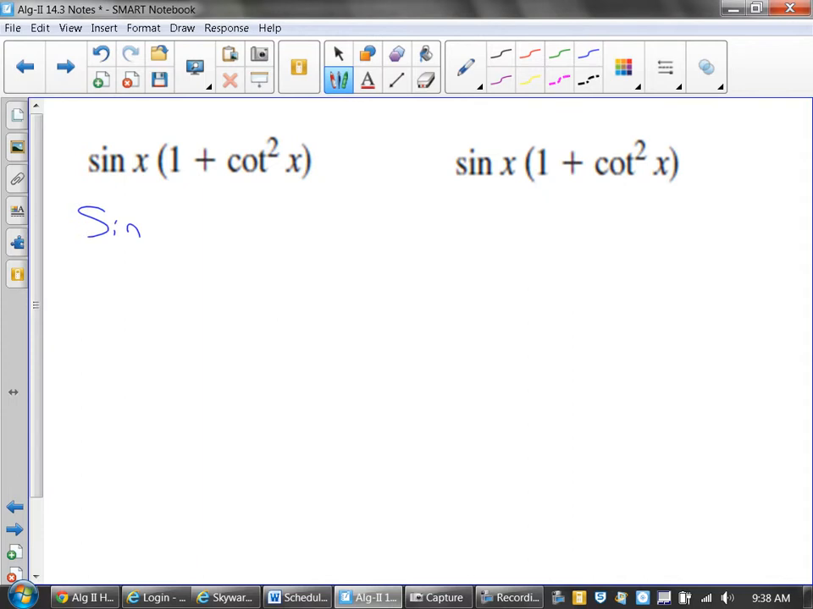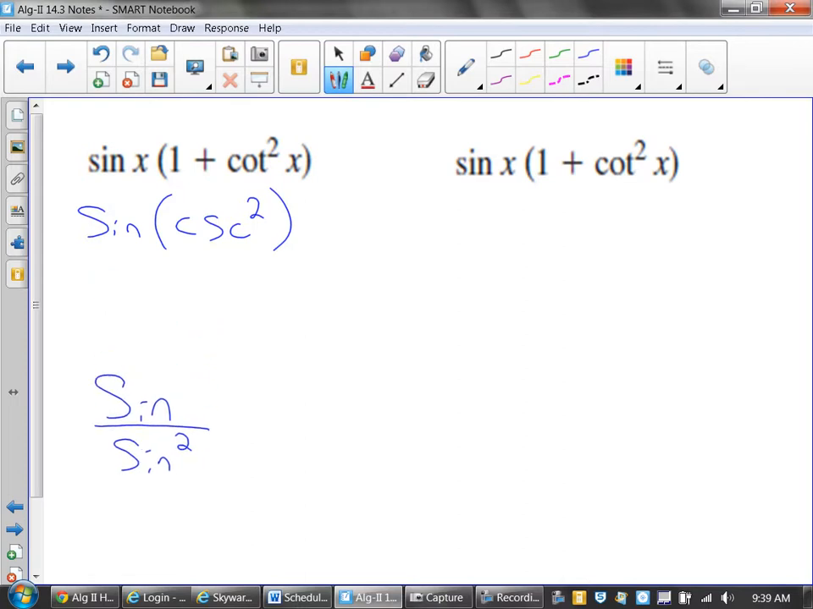So this would be sine times cosecant squared. Cosecant squared is 1 over what? Yeah. So I could rewrite that as sine over sine squared. Everybody okay with that?